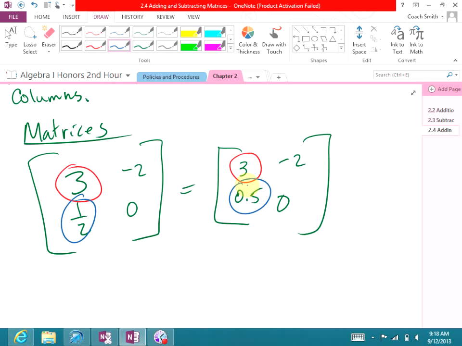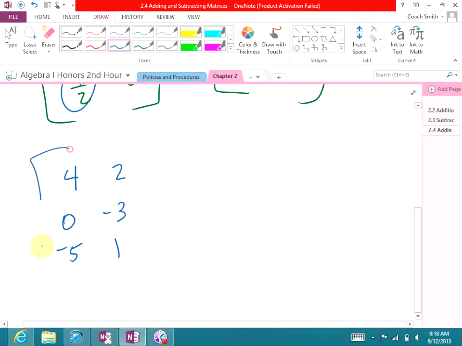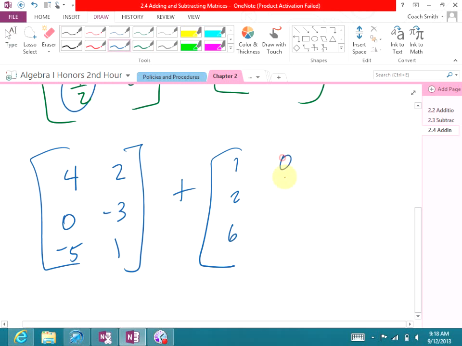Okay, so let's move from that to look at example 2 on page 87. Okay, look at example 2 on page 87. They give you two matrices. Okay, they give us 4, 0, -5. That's the first column. In the second column, they give us 2, -3, and 1. So that's your first matrix. Then we add it to the second matrix, 1, 2, and 6. And then we have 0, -1, -4.